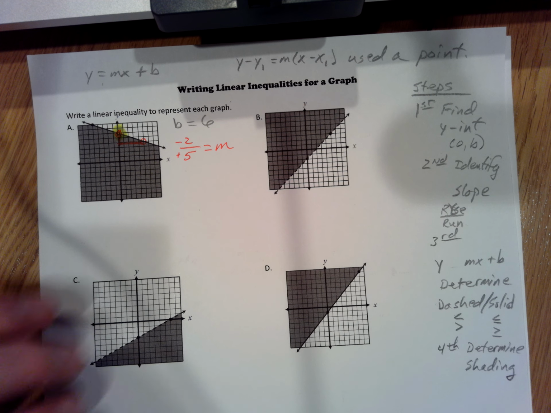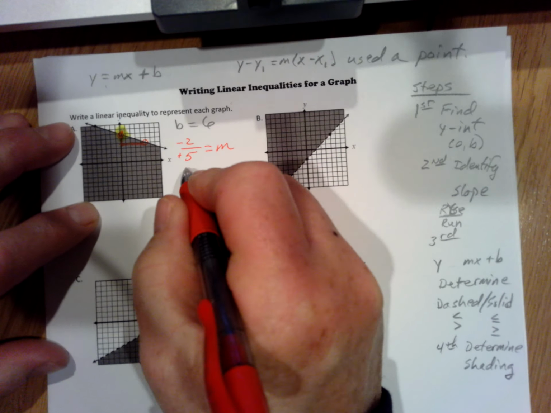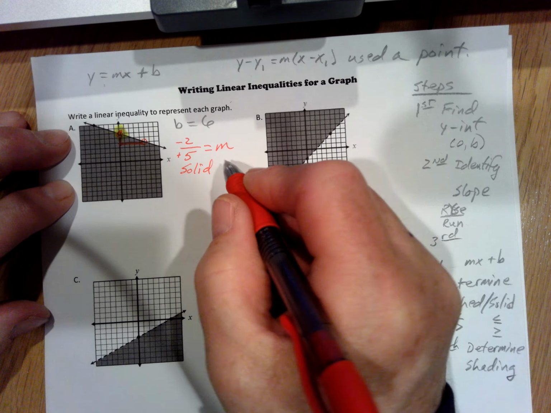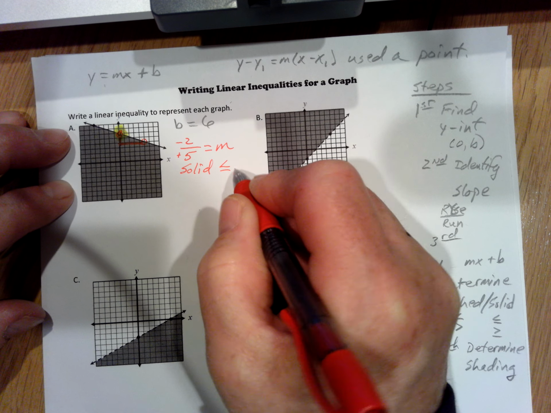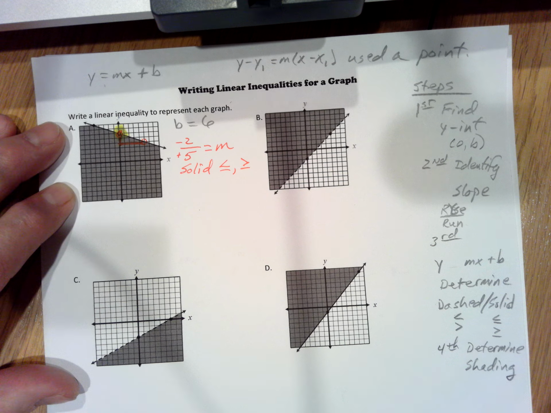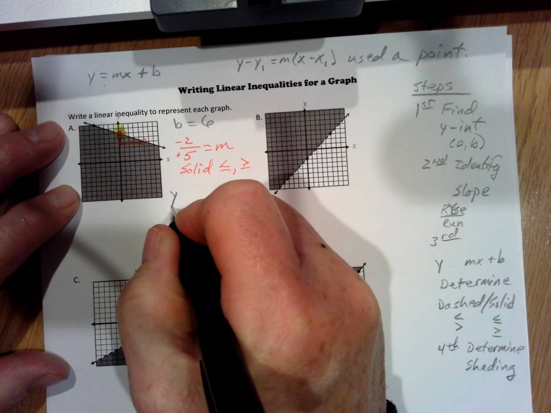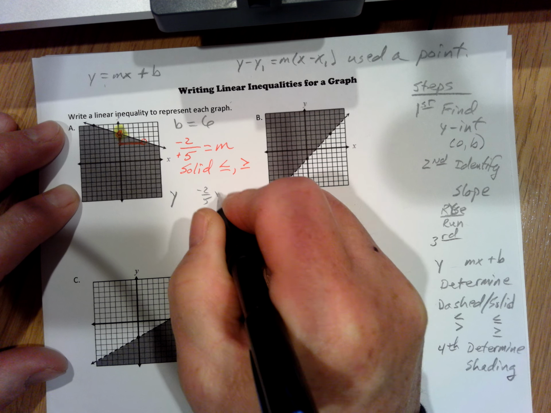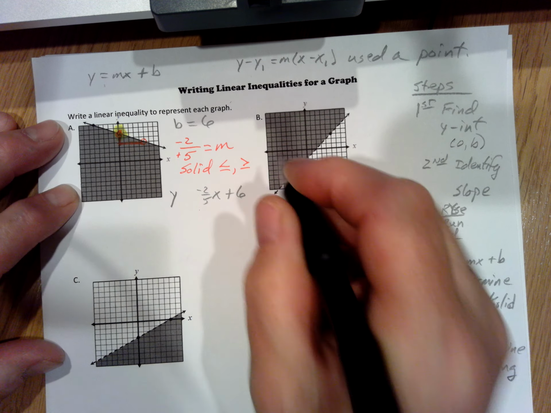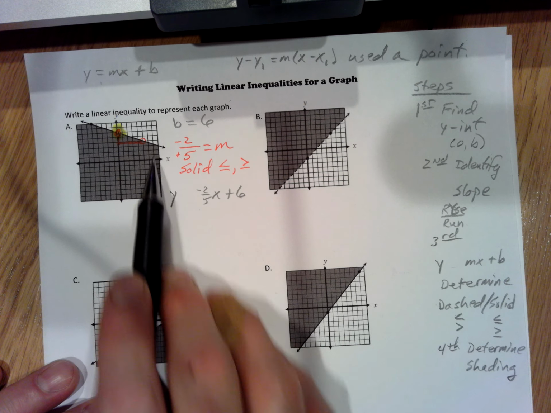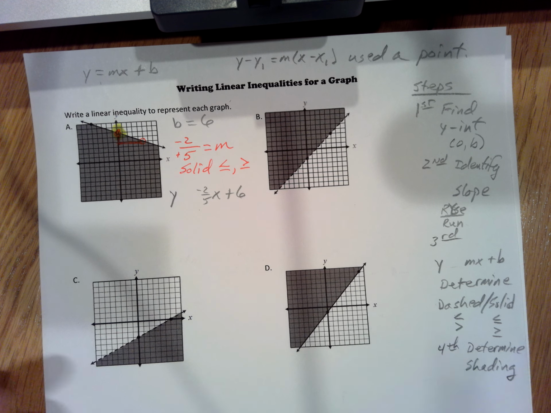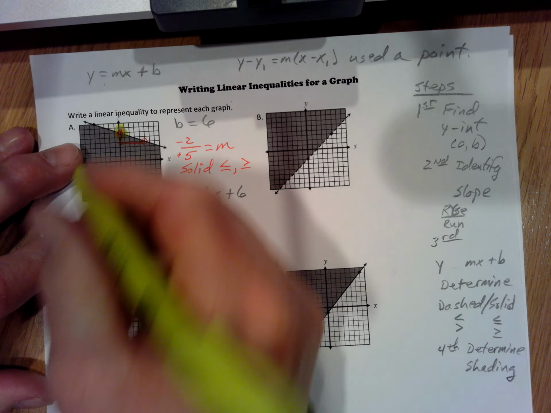And then I look at the line and I'm going to say it's solid, because it is. It's a solid line. So that means it's either going to be a less than or equal to or a greater than or equal to. So I'm going to write y, I'm going to leave an opening, negative 2/5 x plus 6. If it were just a line, it would be an equals. But I have to decide, is it greater than or less than? Now, if you recall from a couple days ago, my favorite number to use, and I'm going to try pink.